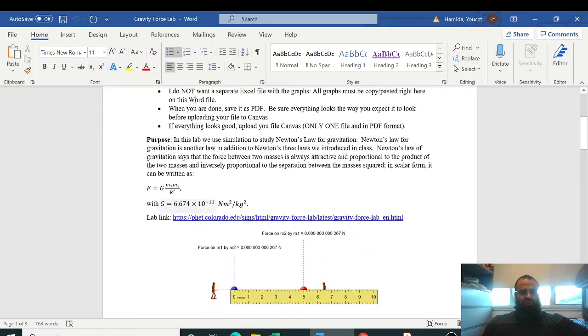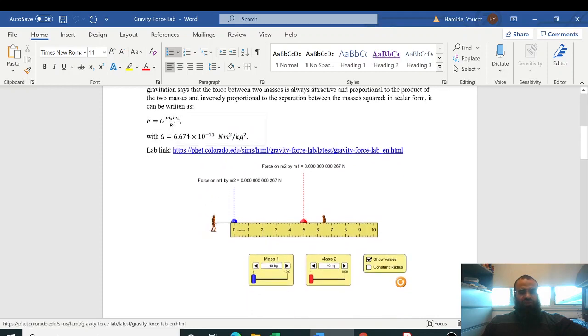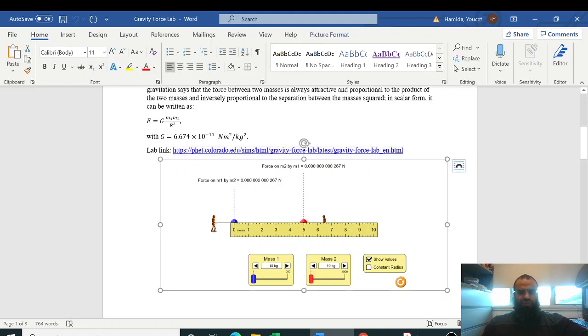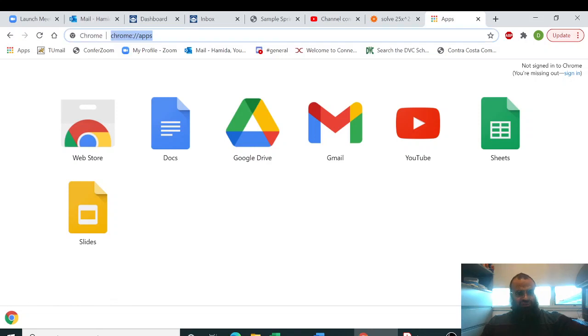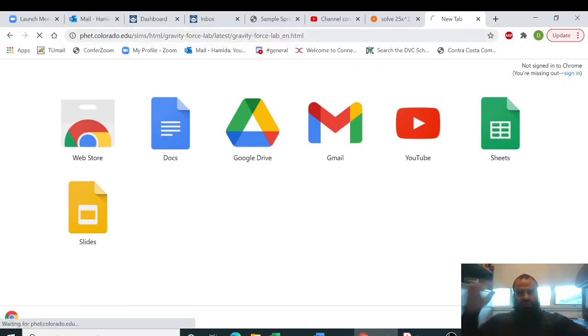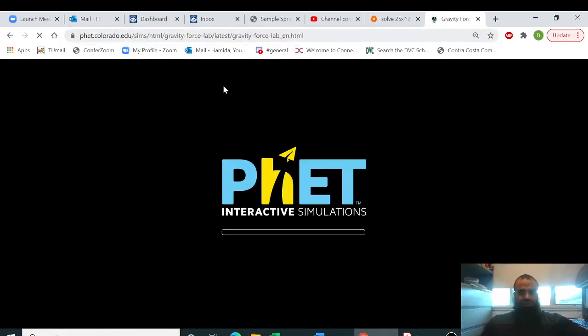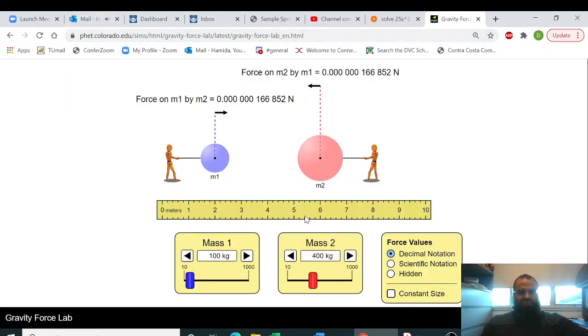So remember the force between any two masses is G, capital G, the gravitational constant, times M1, M2 over r squared. And we have this here, so I'm going to copy the link and paste it into my browser and open the app, open the website. So Control V, enter, and let's see what we get.